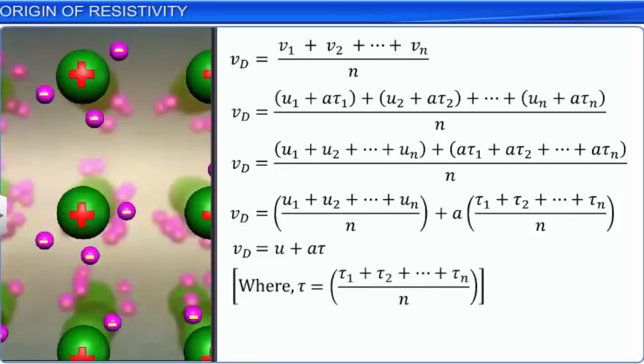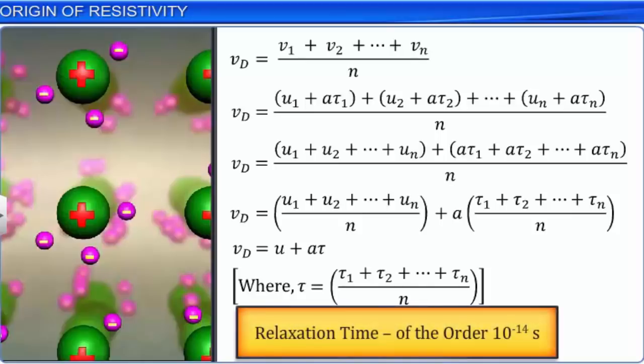This average time elapsed between two successive collisions of a conduction electron is called the relaxation time. It is of the order of 10 power minus 14 second. This implies that an electron is free from any collision for the duration of 10 power minus 14 second and is relaxed.